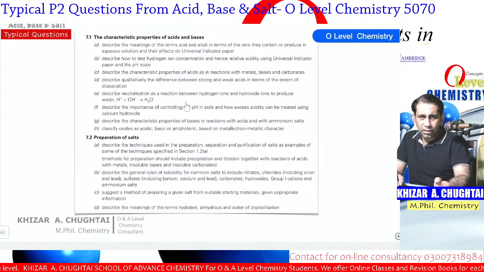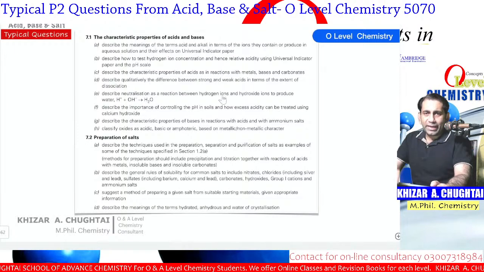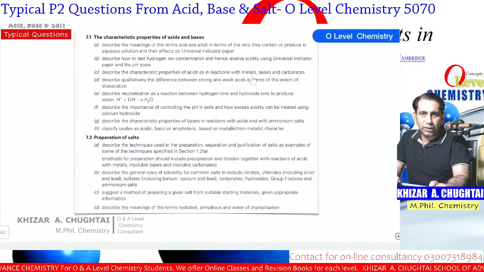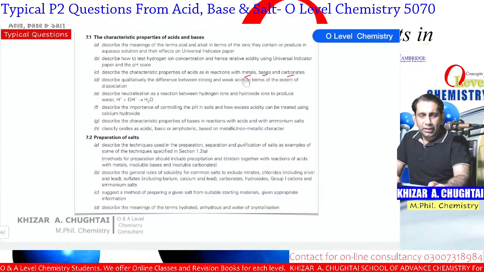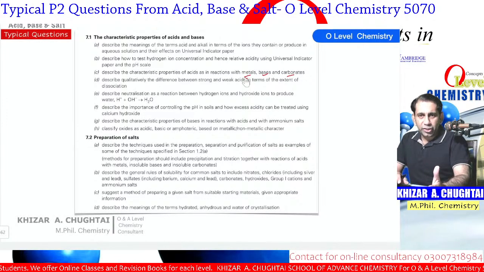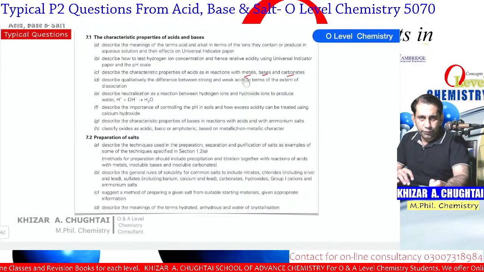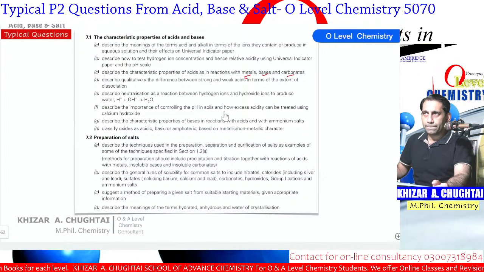The next one is the properties of the acids, in reaction with metals, with bases and with carbonates. So the reaction of an acid with a metal, acid plus base reaction, and acid plus carbonate reaction, these are the typical reactions they can ask from their papers.